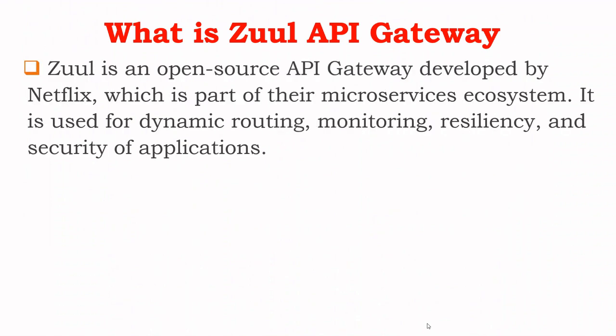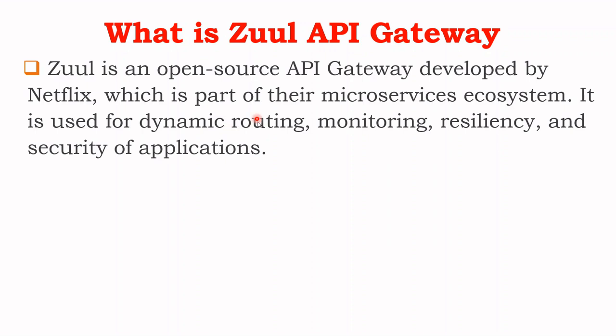So Zuul is an open source API gateway developed by Netflix, which is part of their microservices ecosystem. Okay, so in a microservice ecosystem you can use an API gateway. You can use Zuul API gateway and you can use Spring Cloud API gateway. It is used for dynamic routing, monitoring, resiliency, and security of applications.